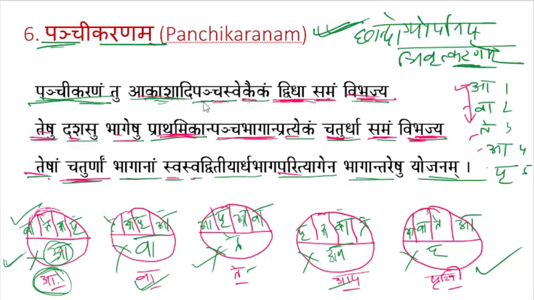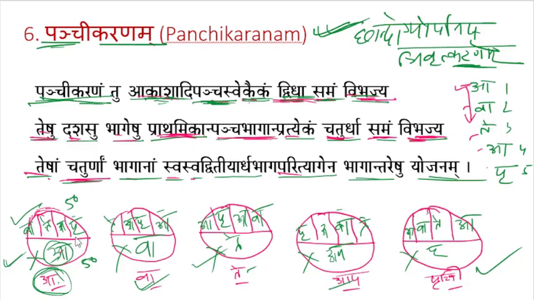Remaining Akasha, Adi Pancha. We know the total is 5. Pancheshu, Ekaikam, one by one. What you have to do? Dvidha samam vibhajya. You need to cut into 2, samam, equally. We made this also 50% and this also 50%.